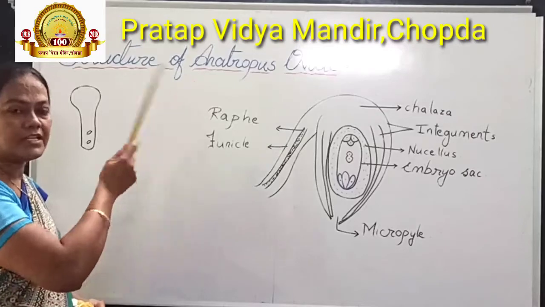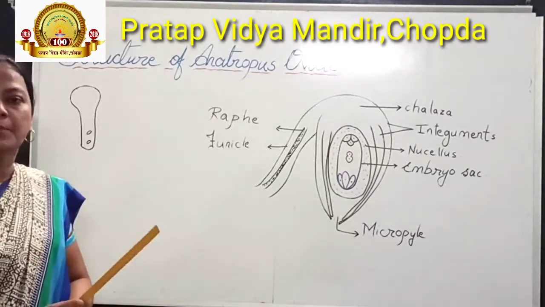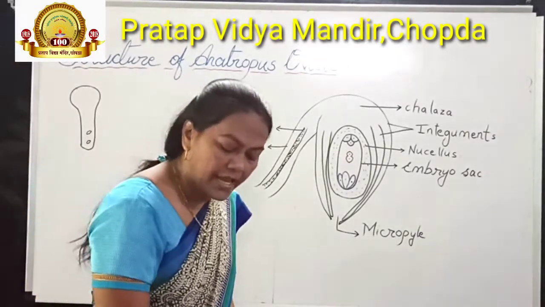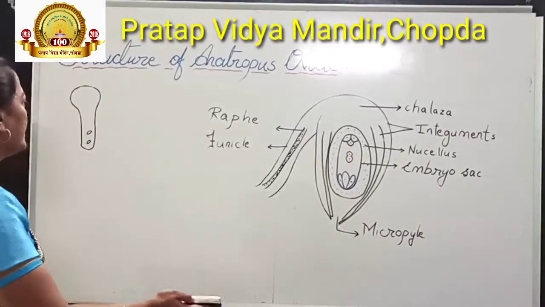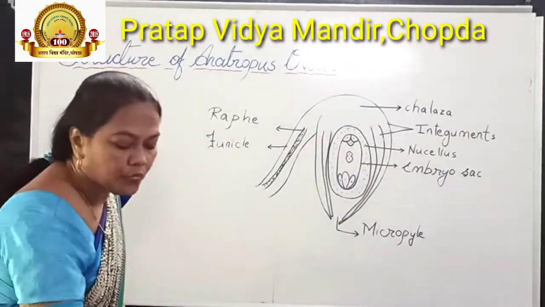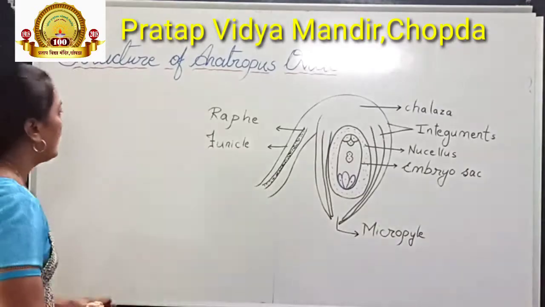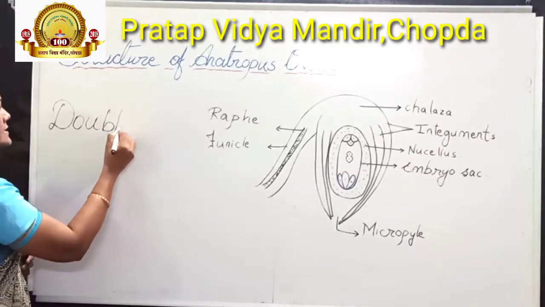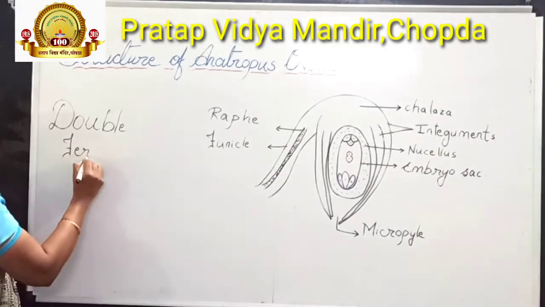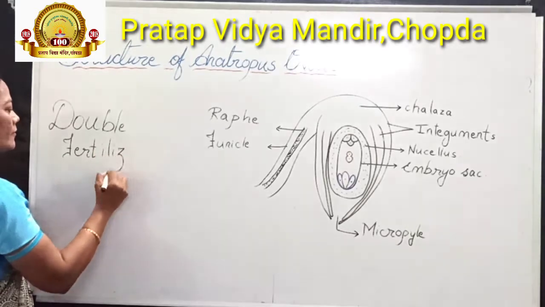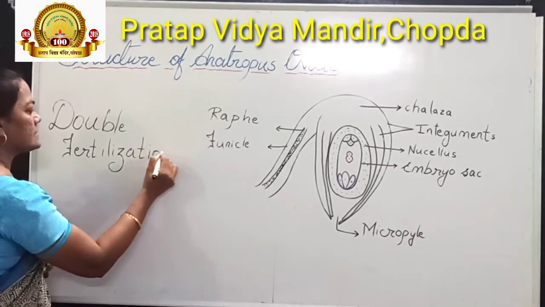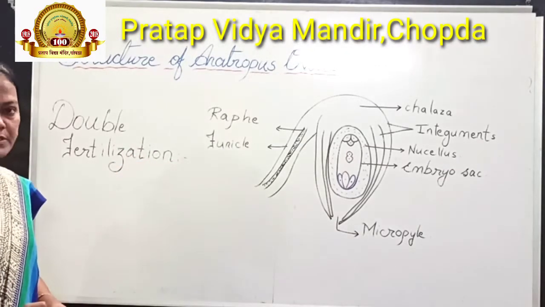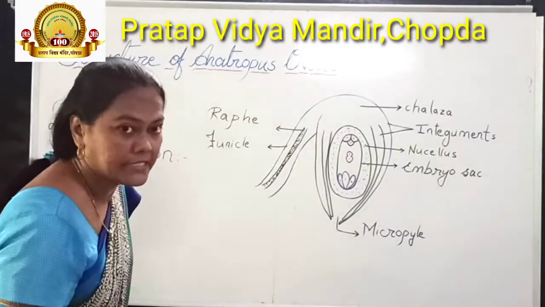In angiosperm, generally double fertilization takes place. Now what is double fertilization? Actually fertilization means union of male gamete with the female gamete. Now in angiosperm, double fertilization is the main process that takes place. Double, in the sense, fertilization takes place twice in the same embryo sac. Now what is it? How does it take place?